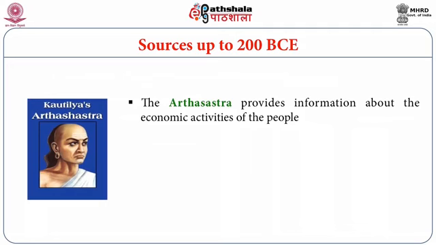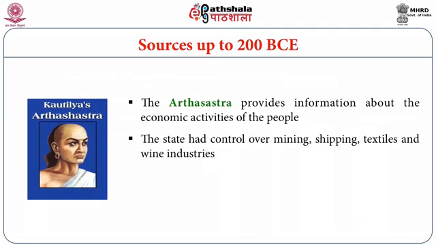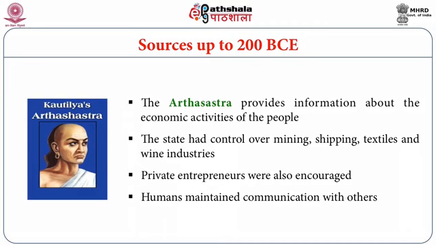The Arthashastra provides information about the economic activities of the people. The state had control over mining, shipping, textiles, and wine industries. Private entrepreneurs were also encouraged. People maintained communication with others.